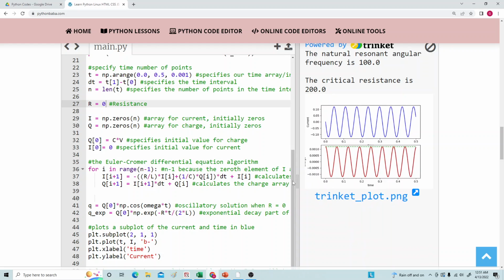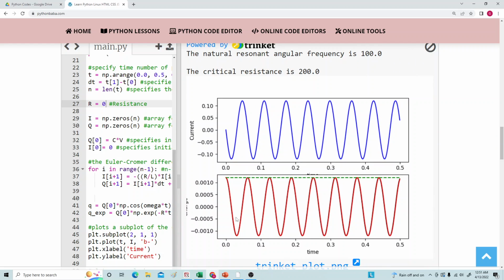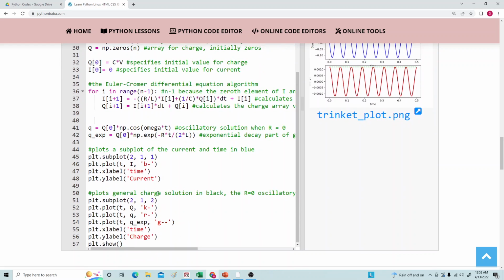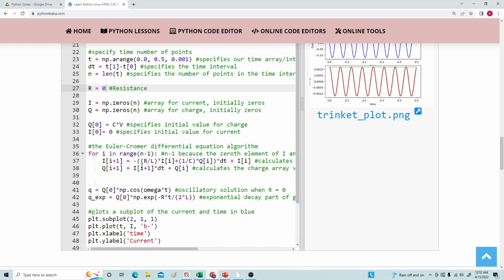But notice, the black and the red are lying right on top of each other. So this is a very stable algorithm. And actually, as a matter of fact, if I change this to just an Euler method, so as I mentioned, it's this portion right here that defines the Euler-Cromer method. The regular Euler method just uses all previous values in all cases when updating your new values.